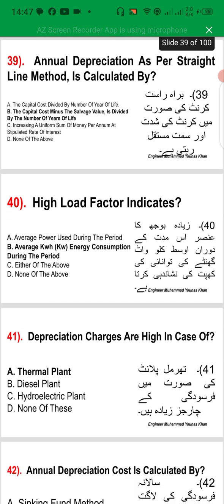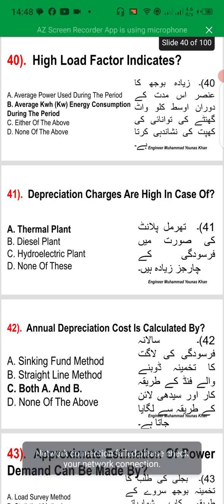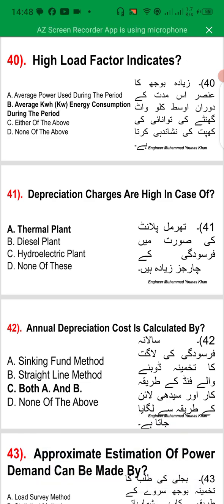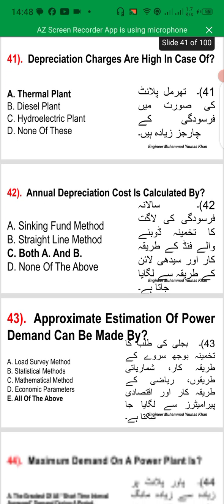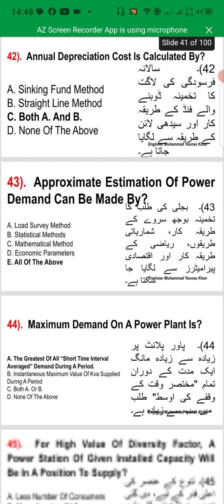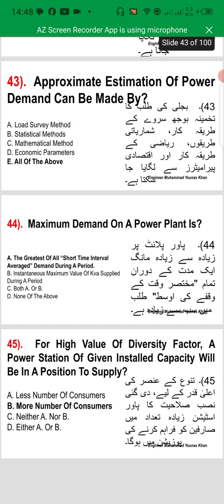Annual depreciation as per straight line method is calculated as the capital cost minus the salvage value divided by the number of years of life. High load factor indicates average kilowatt hour consumption, energy consumption during the period. Depreciation charges are high in case of thermal plant. Annual depreciation cost is calculated by both A and B, sinking fund method, straight line method.